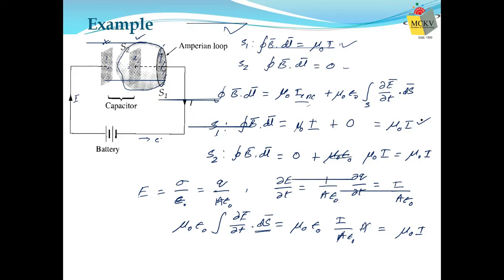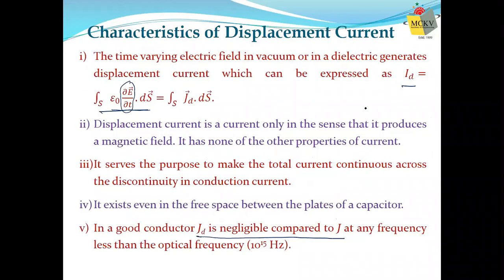That means this whole quantity, mu naught epsilon naught dE/dt dot dS, actually gives us mu naught I. Though the conventional current was 0, the rate of change of electric field gives us the amount mu naught I. So again the total value is mu naught I. So after modification by Maxwell, Ampere's law gives us the same result even when the current is not steady.